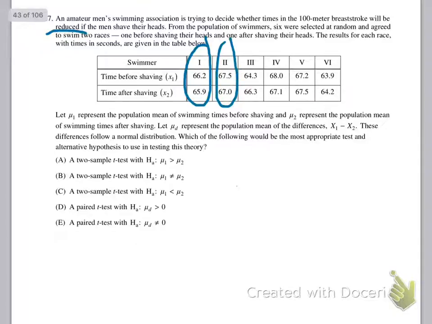I'm hoping that you realize this is a matched pairs. So A, B, and D are out. It is a matched pair because of the word reduce. The answer is D.